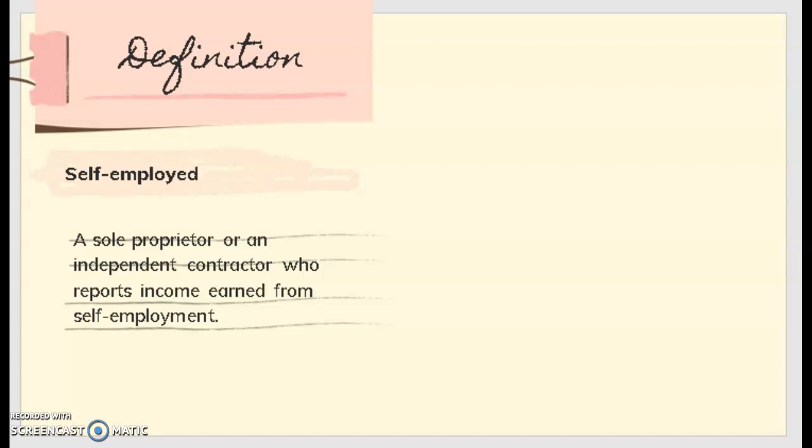So we have, for example, a consultancy firm, or you open up your own architectural firm. So you will be considered as a self-employed professional.